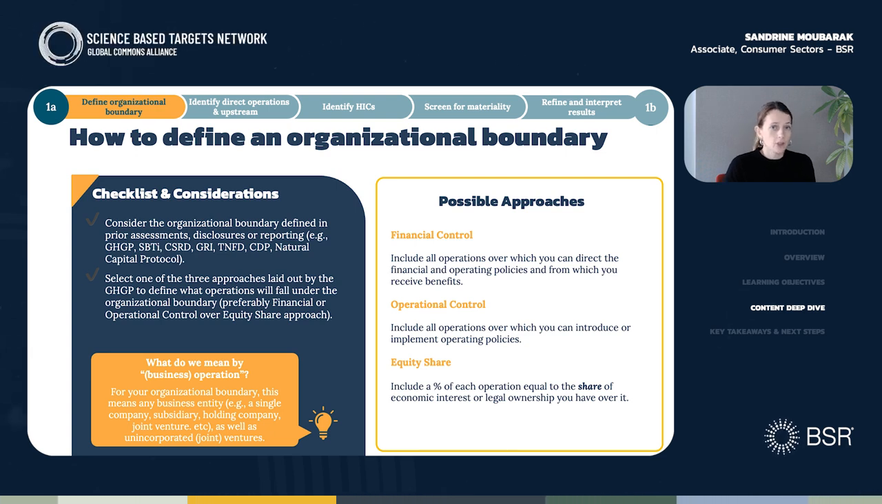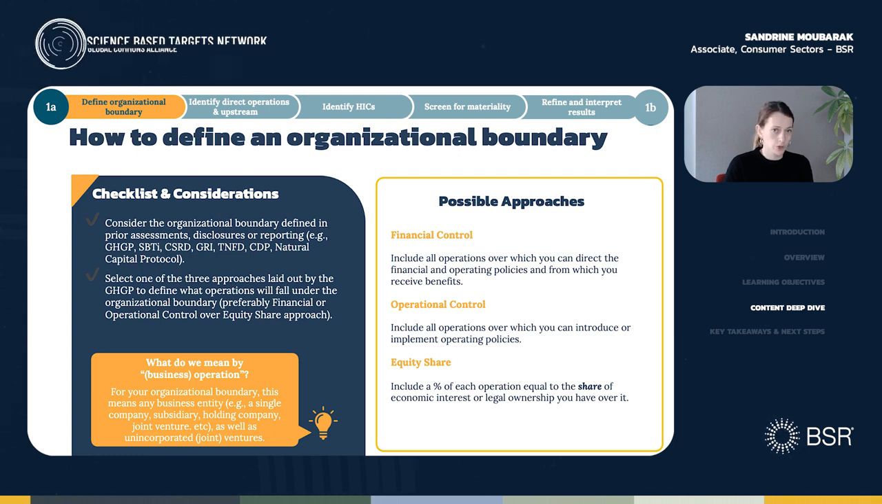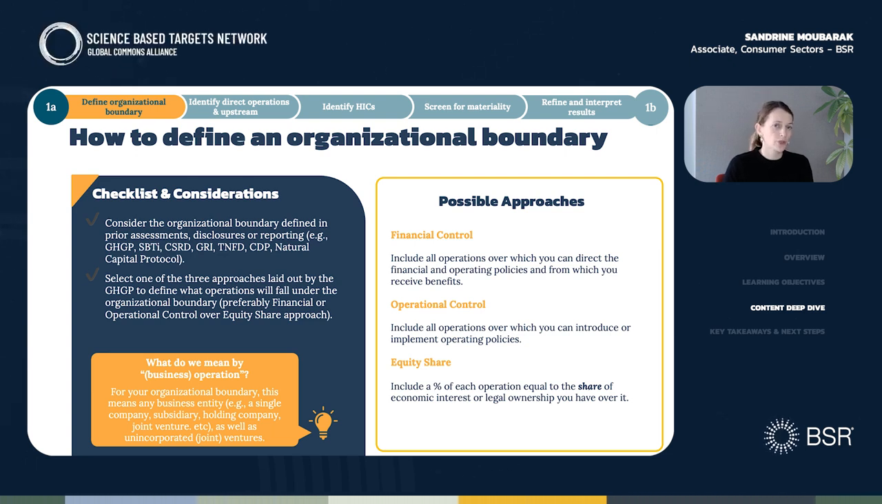If your company has not previously defined an organizational boundary, then you will have to choose one of three approaches to do so. In alignment with the Greenhouse Gas Protocol, SBTN recommends you use either the financial or operational control approach over the equity share approach.